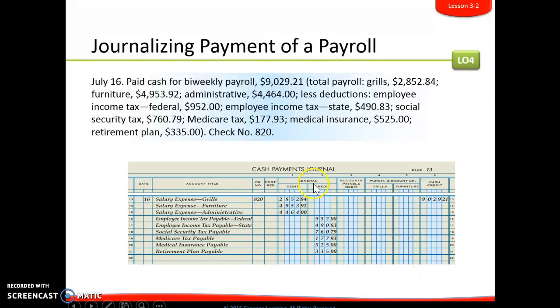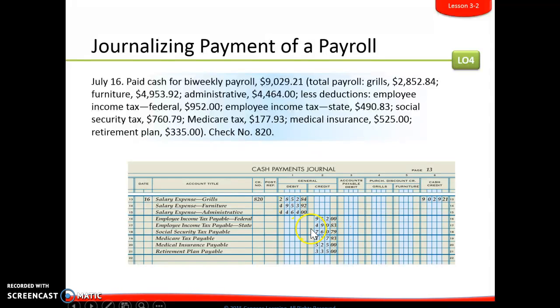So what we're doing here is we are paying cash for this $9,029.21. So we're going to credit cash for that total amount. And then we're going to break up what the salary expense is for. So here we have salary expense grills, salary expense furniture, and then salary expense administrative. Okay, we're going to debit those accounts.